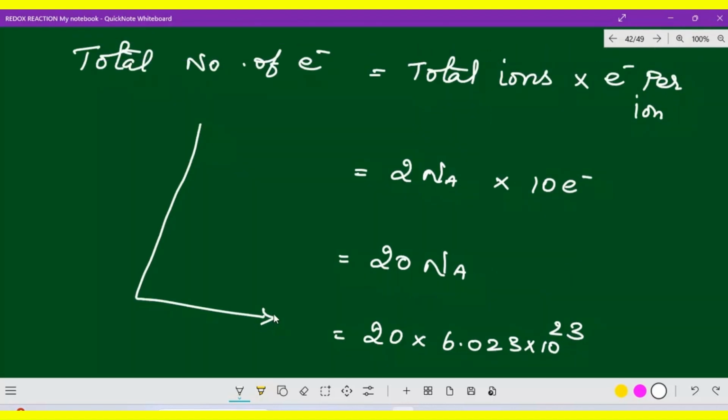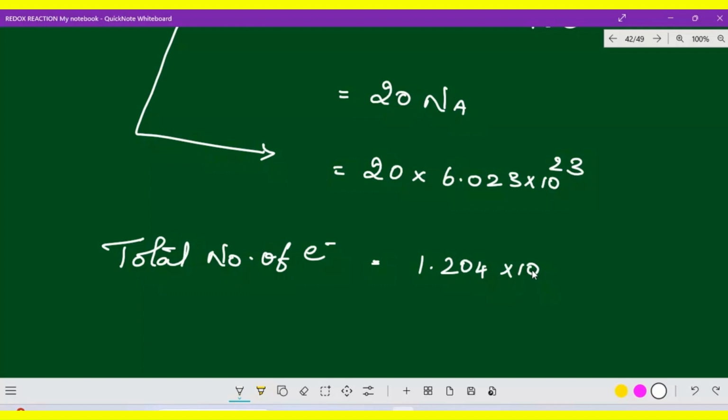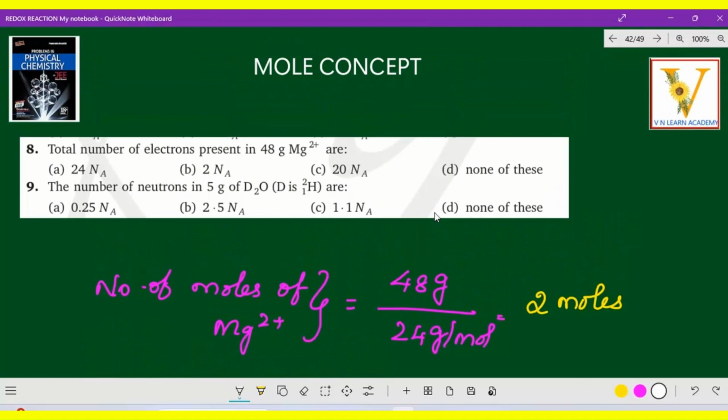So the total number of electrons is 1.204 into 10 to the power of 25 electrons. When we calculate, this 20 gives 2 digits extra. I hope you got the clarity now. Which is the correct option? Come on, let us check. 20 into Avogadro number. Yes, option C is the correct option. I hope you got the clarity.